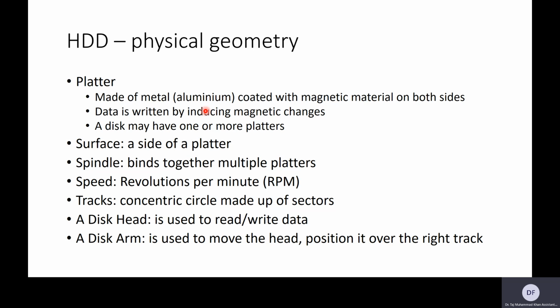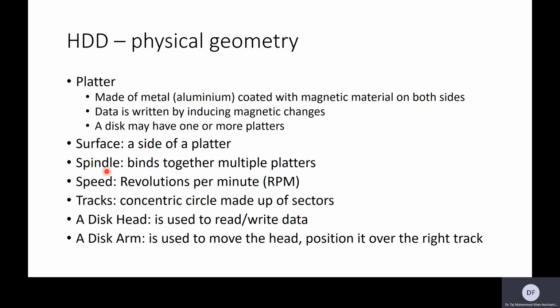So both sides of the platter are used to store data, and a hard disk can have one or more platters. Okay, so they are arranged vertically on top of each other if there is more than one platter. So a side of a platter is called a surface, and as I said, both sides of a platter are used to store data, so both surfaces are used. And through their center passes a metallic rod which you call a spindle, which is basically used to bind those platters together. And this spindle can rotate, and these platters rotate with this spindle.